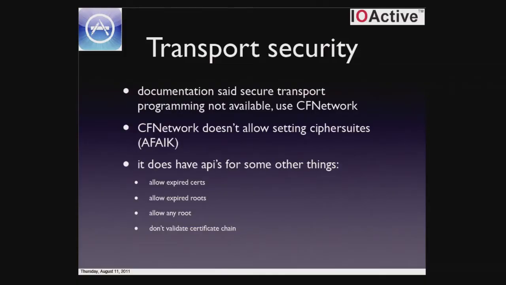So the documentation said use CF network. CF network doesn't have the capability to change cipher suites, but CF network does allow you to shoot yourself in the foot even more. By default, CF network's pretty good, but it has hooks where you can say if certs come in, you can allow expired certs, you can allow expired roots, you can allow any root, and you can say don't even validate the certificate chain. Those are all possible options, but it's not on by default.